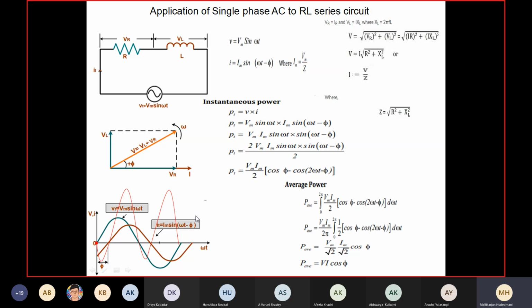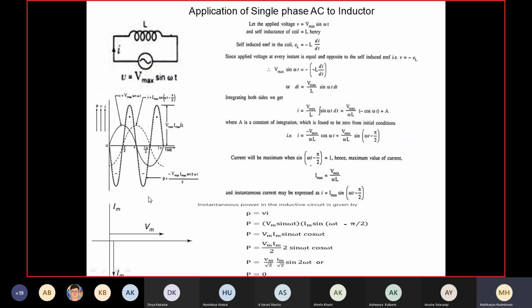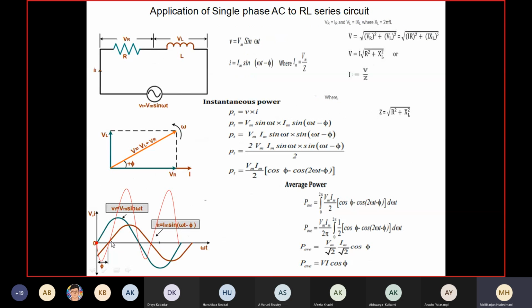Over a cycle, if I take an average, it doesn't go 0. Unlike here, what was the power average here? Both the halls were equal in dimension. Power went 0 here. Even in the inductor also, power halls were equal in dimension. So average power went 0. In case of RL series circuit, you have lower halls smaller in dimension, upper halls bigger in dimension. When I take an average, it doesn't go 0. You can see this expression, power is not 0, this is VI cos phi.